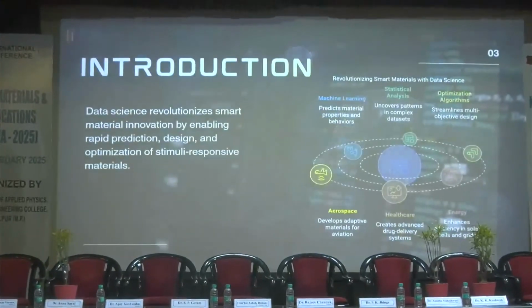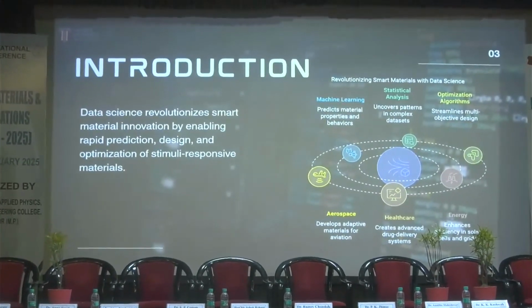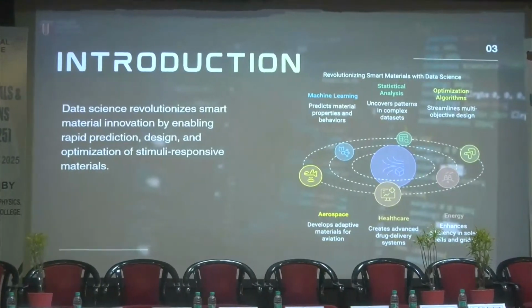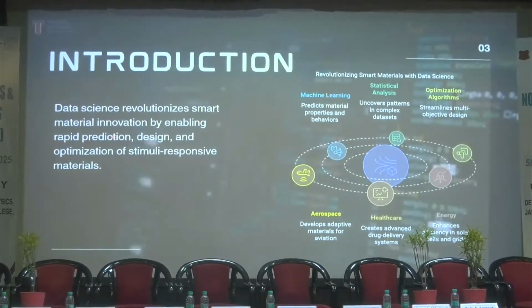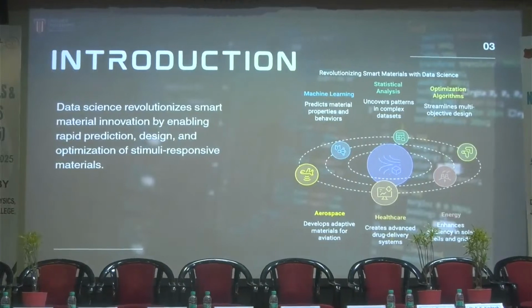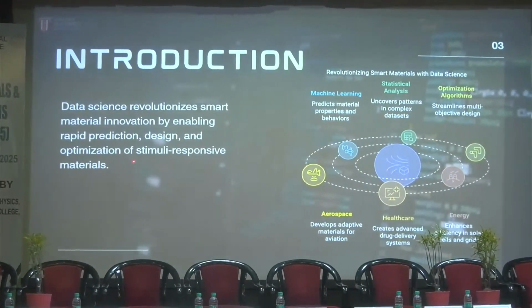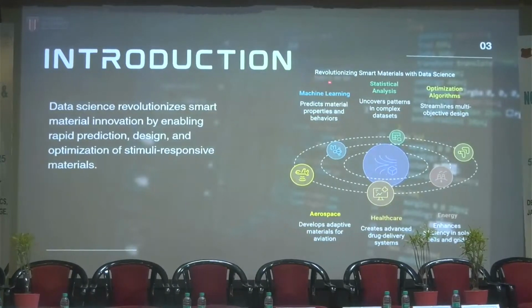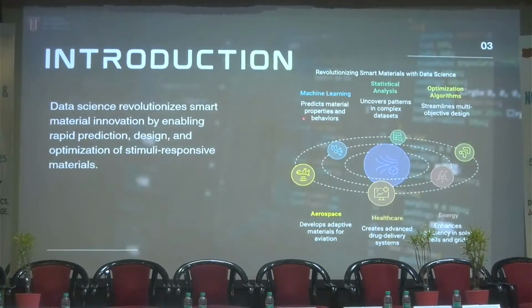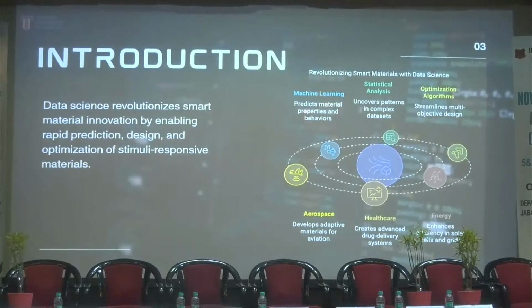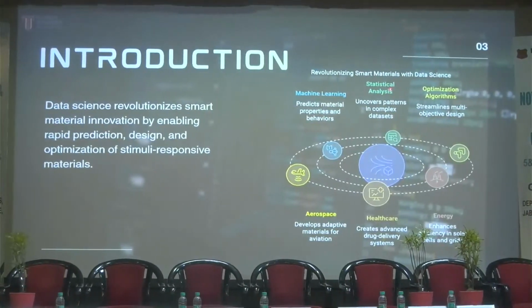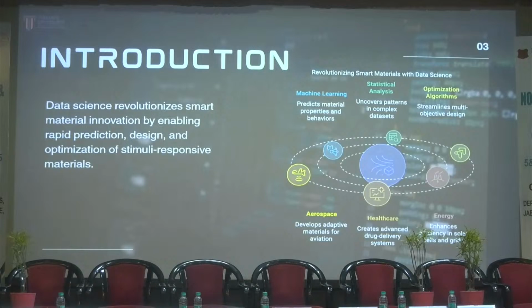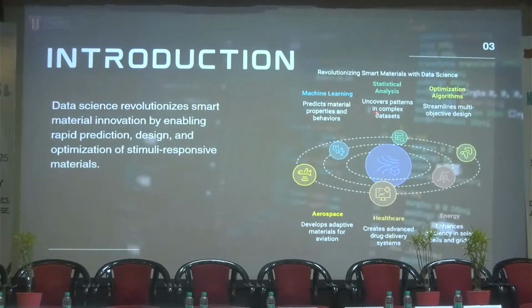Okay, so now coming to the first part, that is the introduction. Basically, what is data science? Data science revolutionizes smart material innovation by enabling rapid prediction, design, and optimization of stimuli responsive materials. So this is the basic thing that data science does. We have machine learning, which predicts material properties and behaviors. Then we have statistical analysis. It uncovers patterns in complex data sets. Then we have optimization algorithms. They streamline the multi-objective designs.